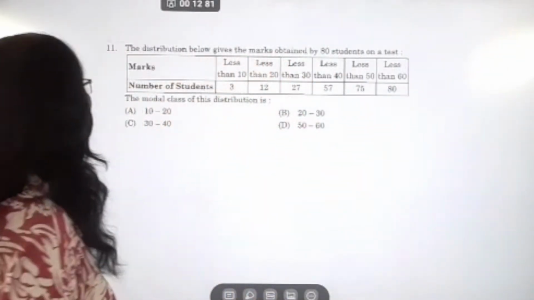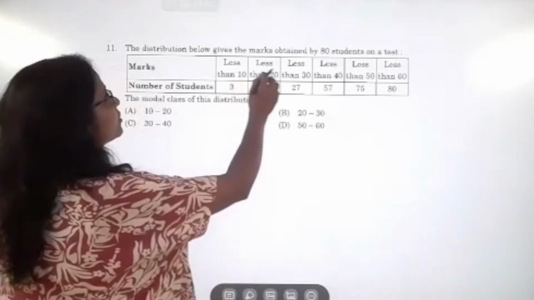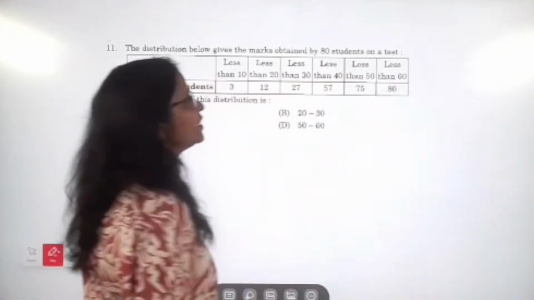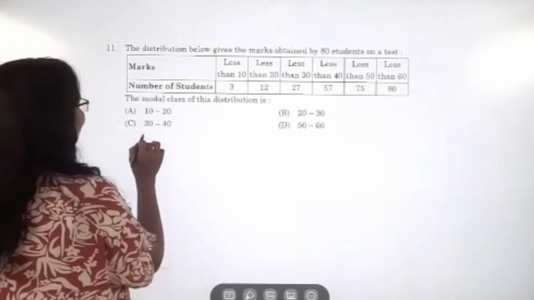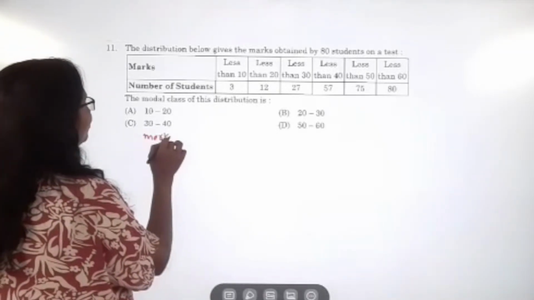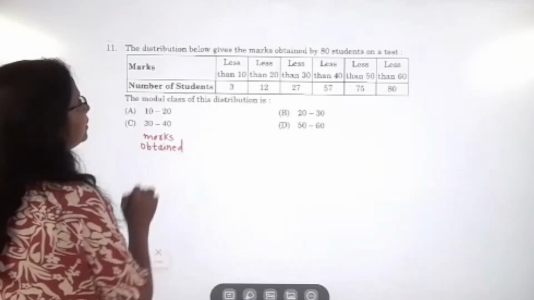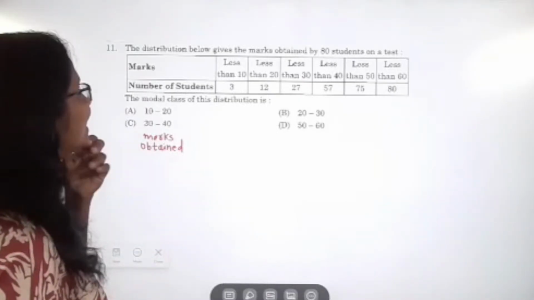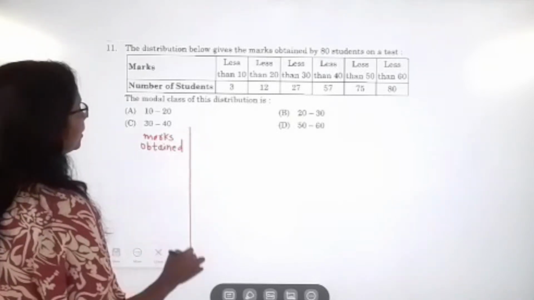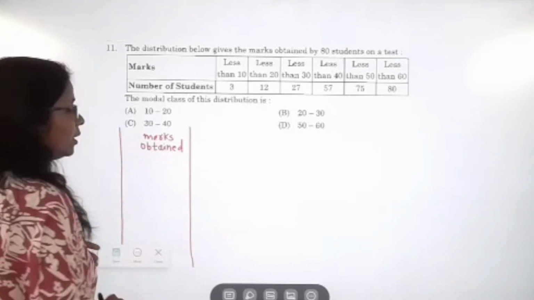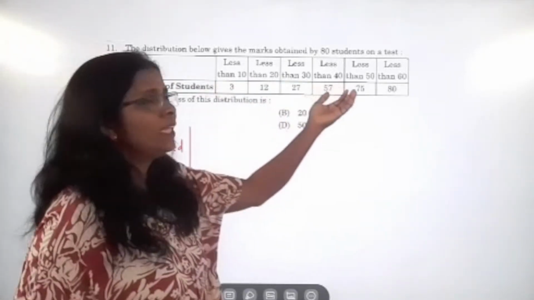See the next one. The distribution below gives the marks obtained by 80 students on a test. So here I write this column as marks obtained, and then the 80 students. First I make out the vertical column, because this is written horizontally.